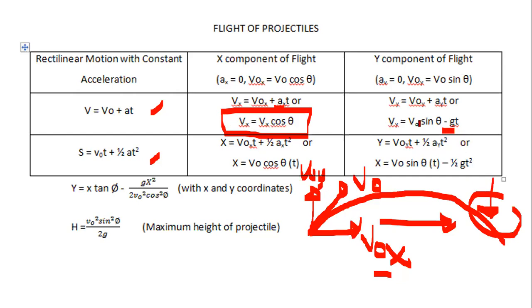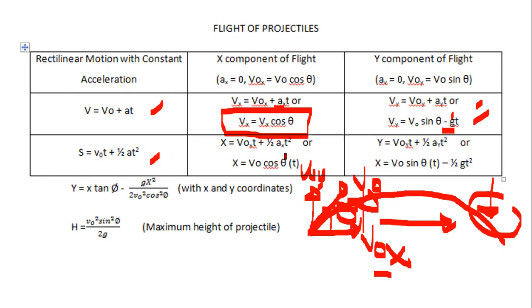That's why Vy is Vo sine theta minus gt, g, okay? 9.81. That's why it's negative. Why is it sine? If this is your theta, obviously Voy is the opposite. This is Voy. Opposite of the theta is sine. Vox is the adjacent, which means it's cosine. So this is the relationship.